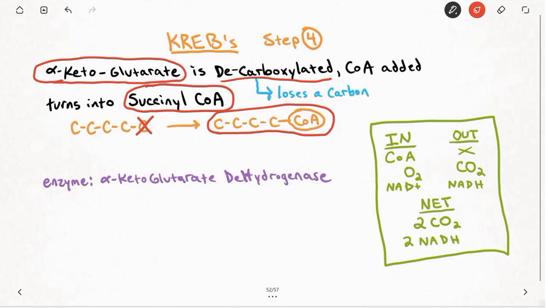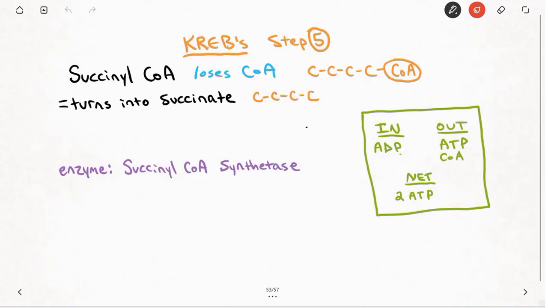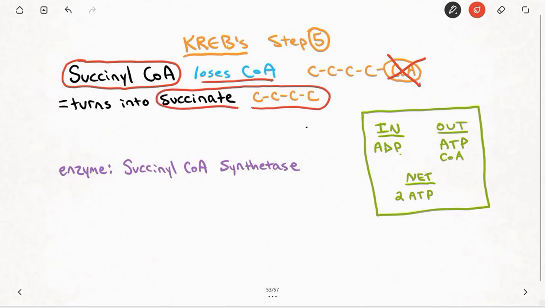And the enzyme for this is alpha ketoglutarate dehydrogenase, because anything ending in dehydrogenase is what causes the decarboxylation. Ooh, that's a hard word to pronounce. Okay, so step 5 is we take that succinyl coenzyme A that we made from the previous step, and it loses its coenzyme A. So we have this 4-carbon chain with a coenzyme A on it. We remove the coenzyme A, and it turns into succinate, which is just the 4-carbon chain without the coenzyme A on it. And the enzyme we use for this is succinyl coenzyme A synthetase, because you are synthesizing succinate.